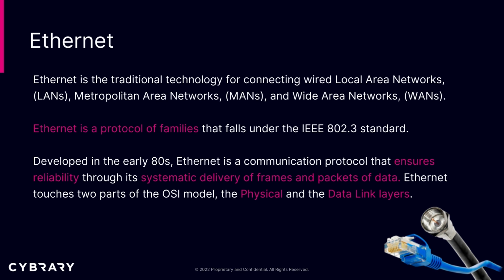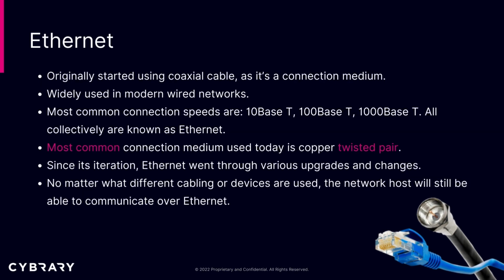The twisted pair, which we're going to learn about in a little bit, is just one portion of Ethernet. It originally started as a coaxial cable because of that communication protocol. It's a connection medium, not just a cable. Widely used in modern wired networks. Most common connection speeds for Ethernet are 10 base T, 100 base T, 1000 base T. All of these are collectively known as Ethernet.